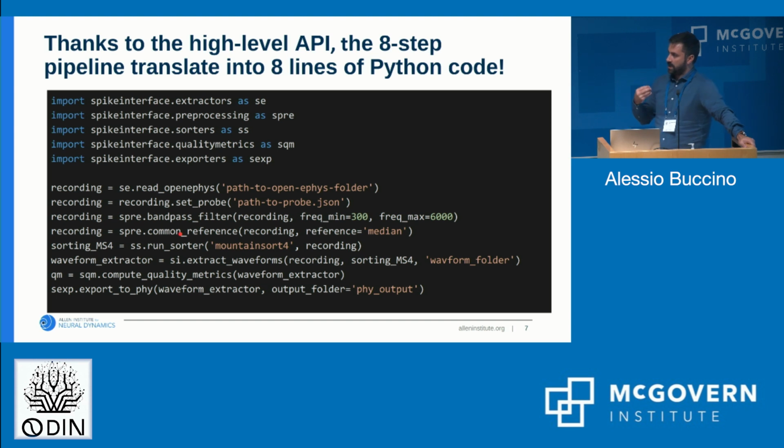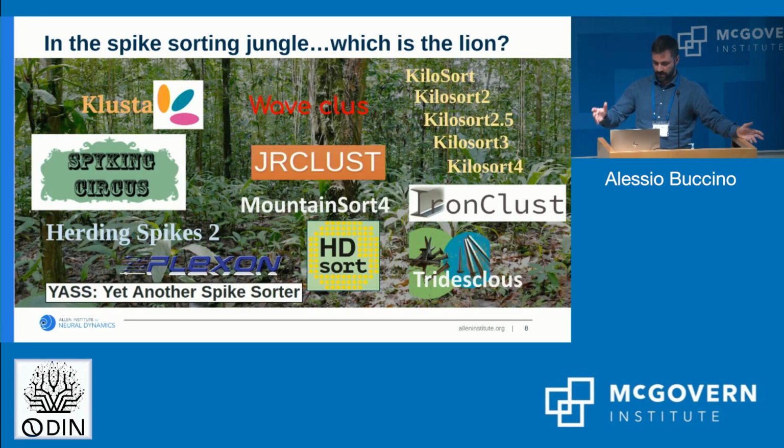In addition, since now we have this tool to be able to run multiple spike sorters on the same datasets, we started looking into spike sorting comparisons at scale. And this was a collaboration also with the Flatiron Institute and Jeremy. Basically, in this spike sorting jungle, can we pick up the lion? What sorter should people use?